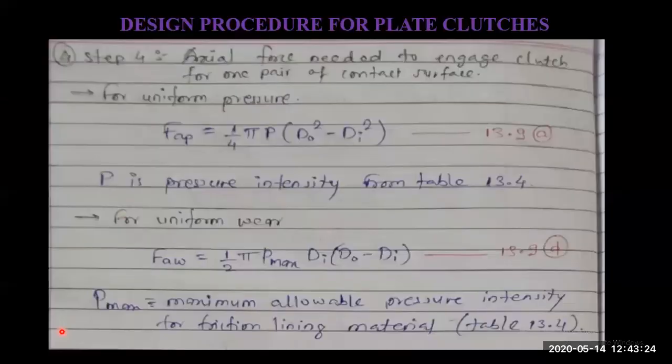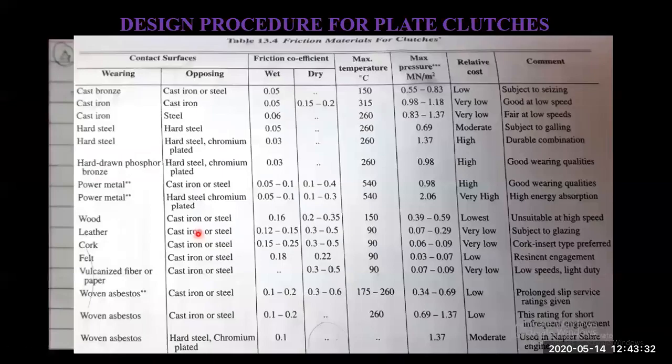P max, I've told you in the steps, is the maximum allowable pressure in the friction lining, referring from table 13.4. In table 13.4, P max is here, right? So P max you'll get from here, depending on the material. What are the materials that are there together? We have woven asbestos or steel. We have two values for the same thing here, and these are distinguished by the coefficient of friction, either wet or dry friction.